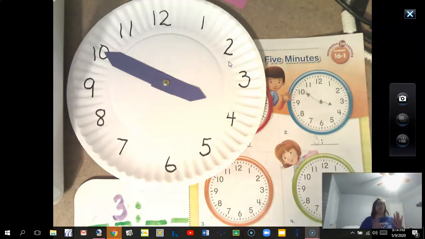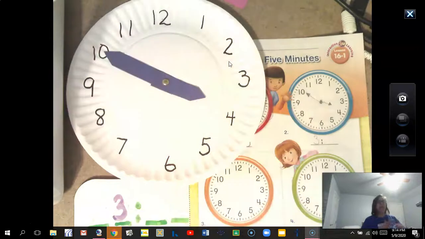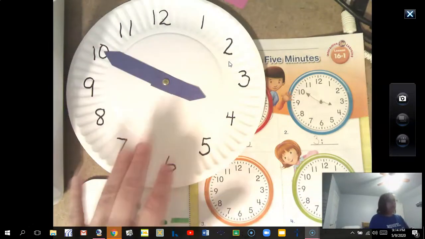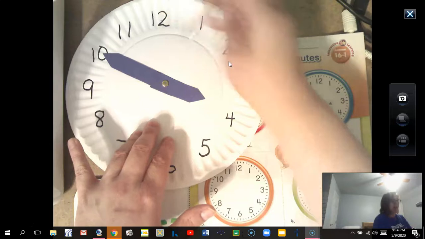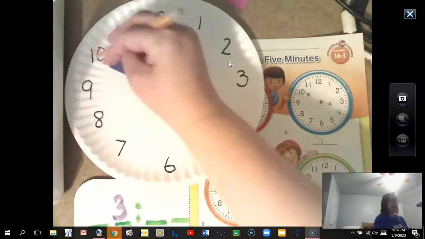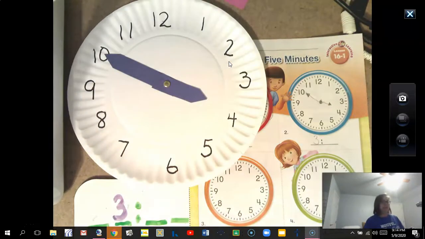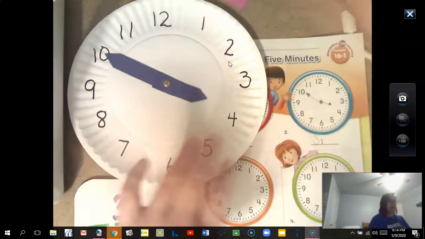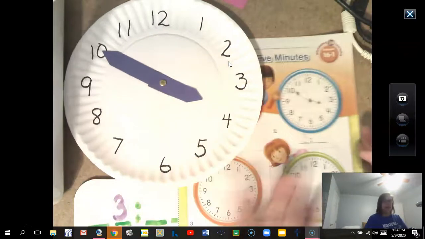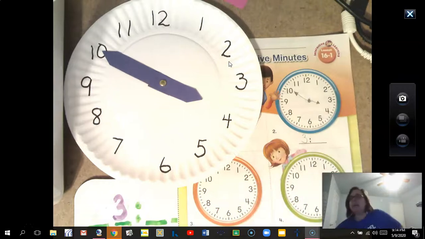And then, boys and girls, we're going to count the minute hand. Remember, we count by 5s. So we're going to start way up here, okay? Way up here. And we're going to go all the way around counting by 5s, okay? So let's try. And you can do it on your paper. In fact, let me get a pen.